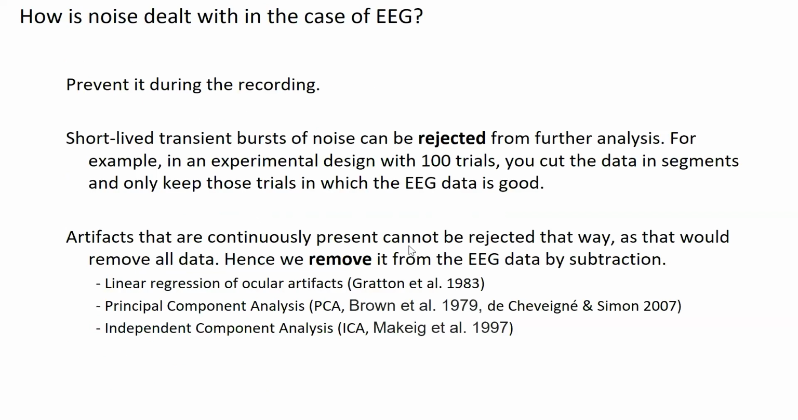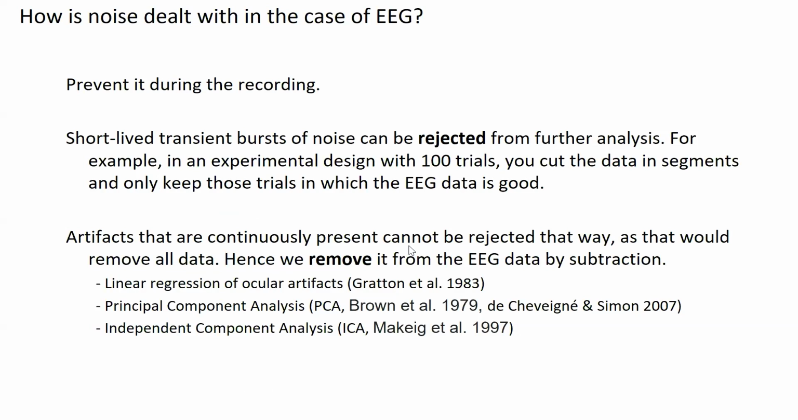So if we look at EEG, and if you then ask the question, how is noise dealt with in the case of EEG? The primary strategy that we use is that we try to prevent it during the recording. And I will explain a little bit in a coming slide how we prevent it during the recording. But if noise cannot be prevented, then it's in the analysis that we deal with it.